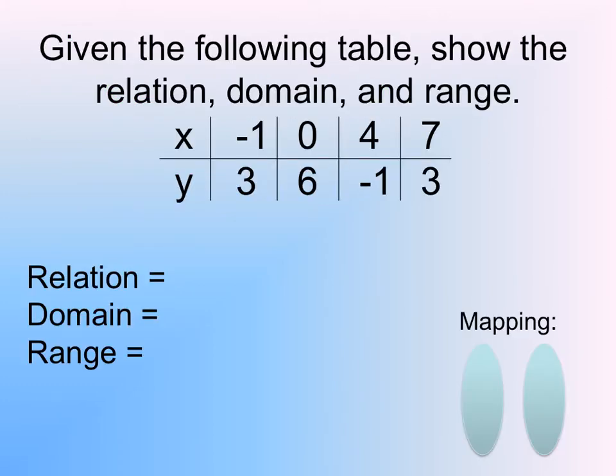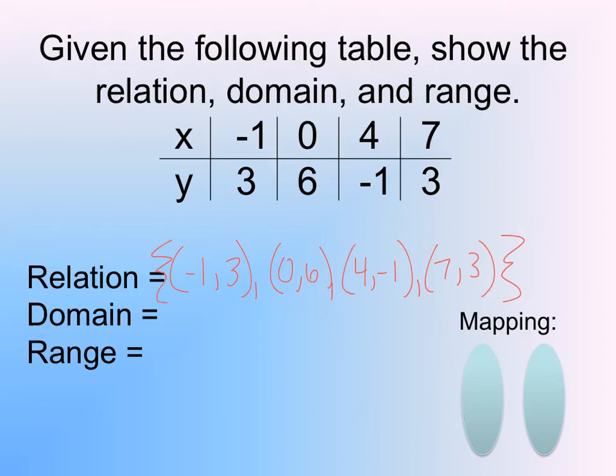So this one's not actually on your note sheet, so if you kind of want to just pay attention, what we see here is a relation, but it's represented in a table. So we're going to actually write out the other ways right now, and then if you watch this one, you are going to do the same thing here in a second. So my relation would just be listing all of this information as ordered pairs. So I have -1 and 3 together. I have 0 and 6. I have 4 and -1. And then I have 7 and 3. So as ordered pairs, that's how it would look.